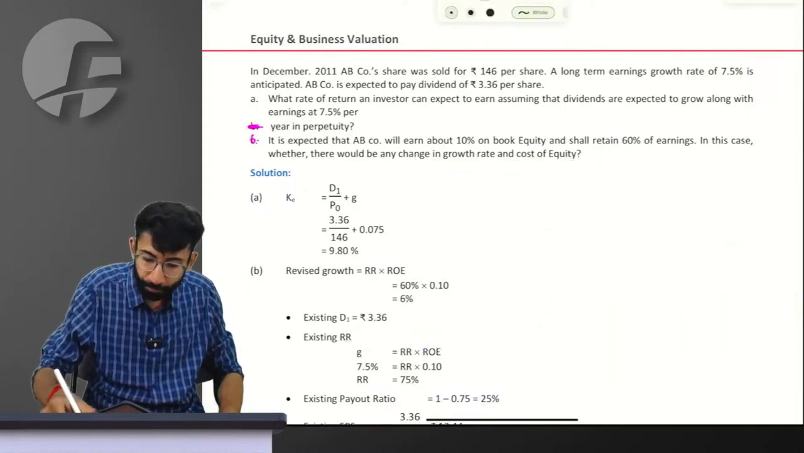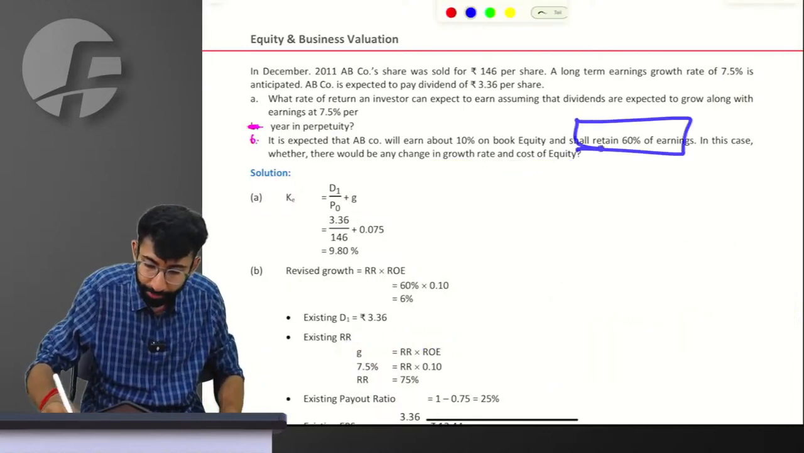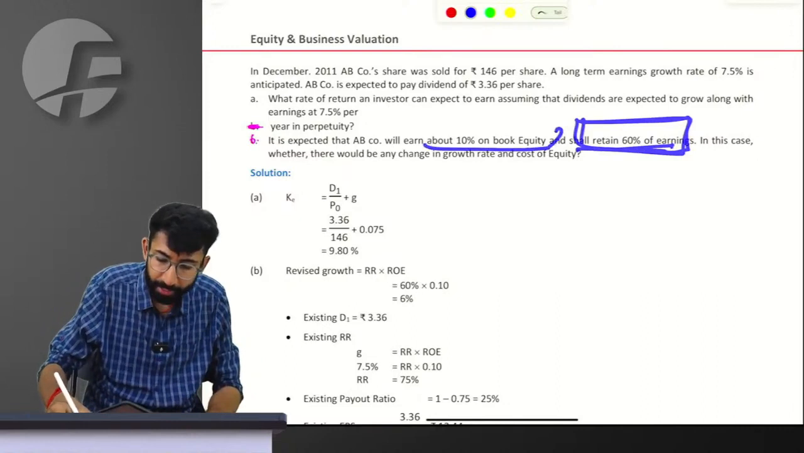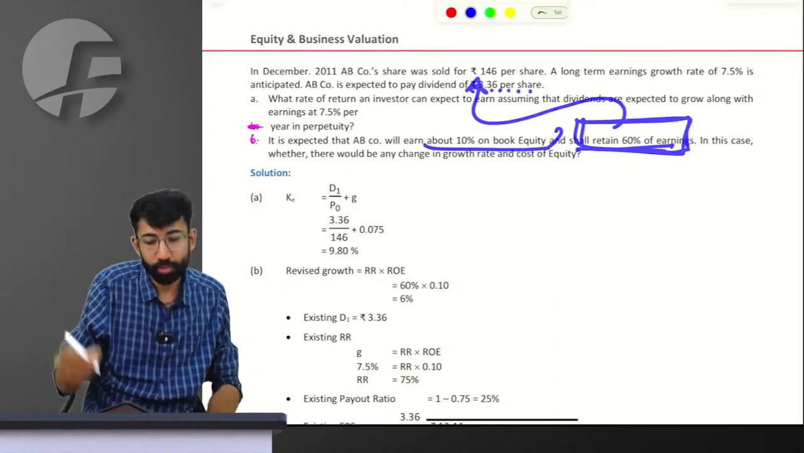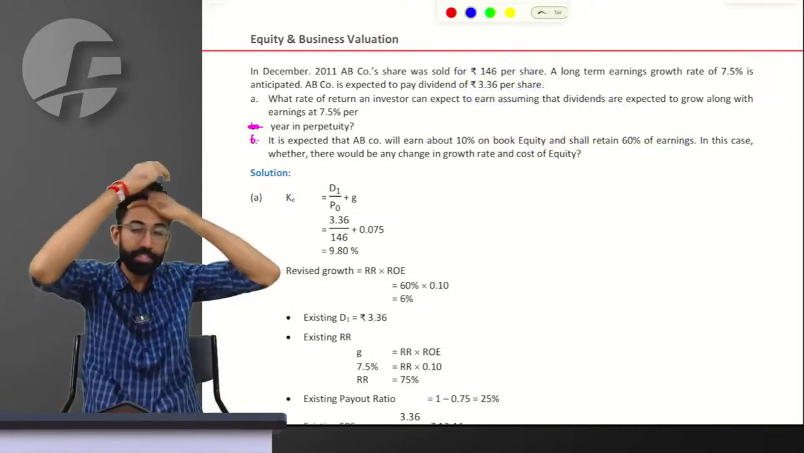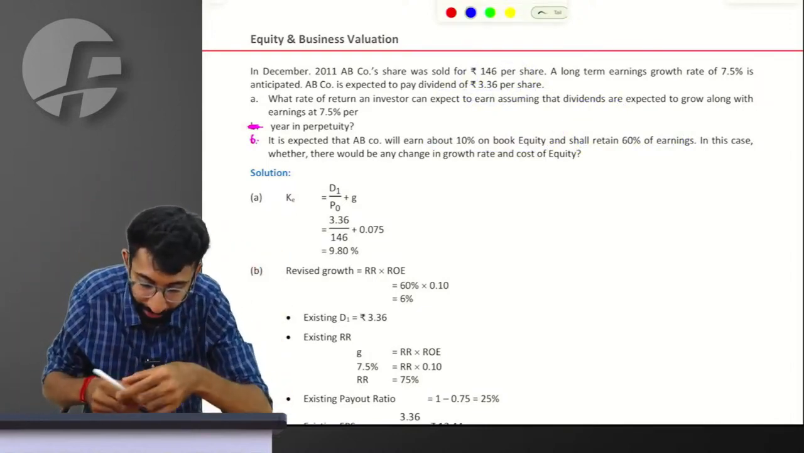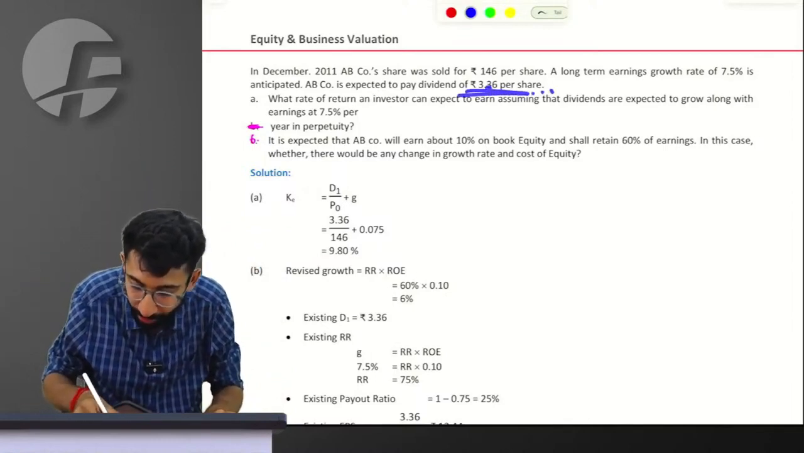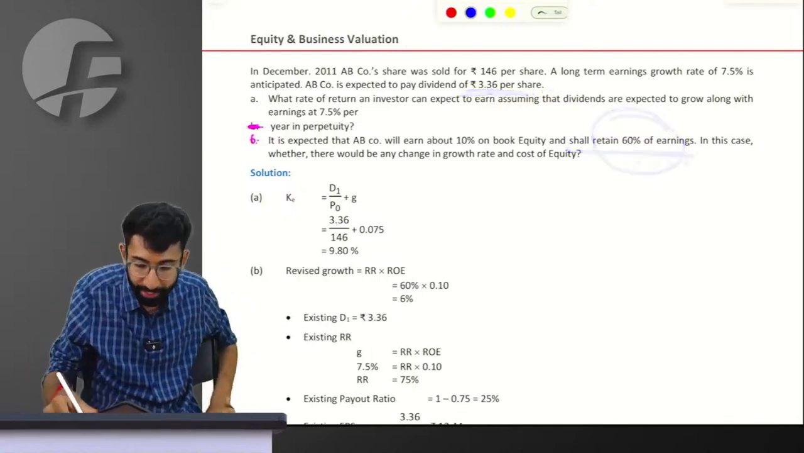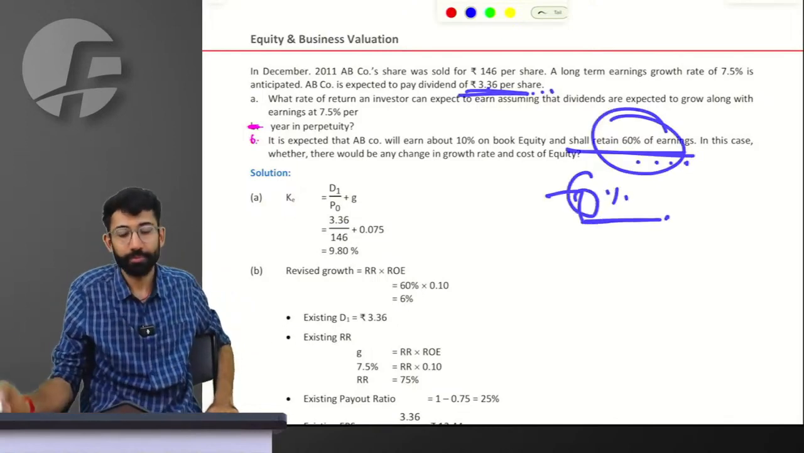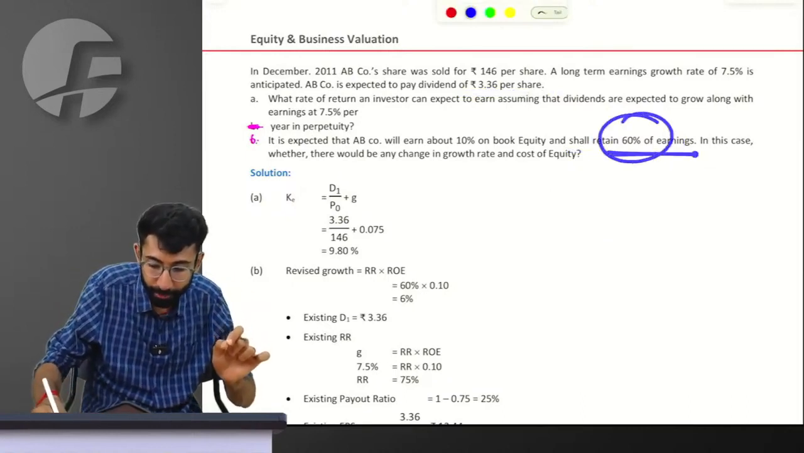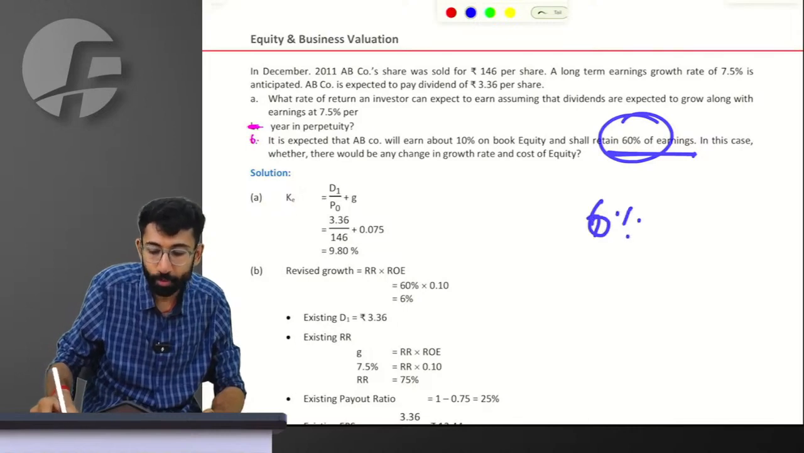Do you agree? Because of change in retention rate, since I will now retain 60%, my D1 will also change. This is why we are here in this question. I cannot use the existing D1. I will have to calculate the revised D1, which will be based on 60% payout ratio, sorry, revised D1 which will be based on 60% retention and 6% growth rate.